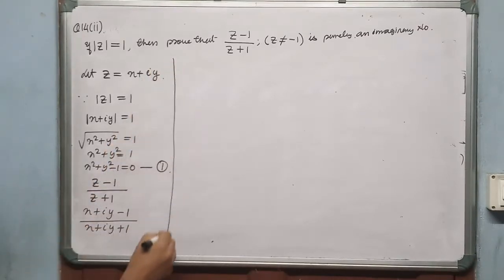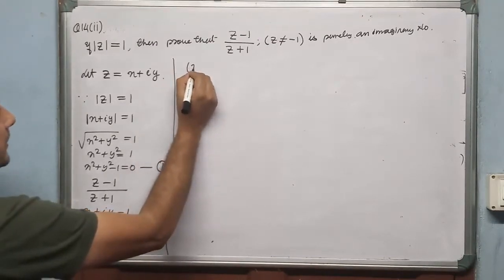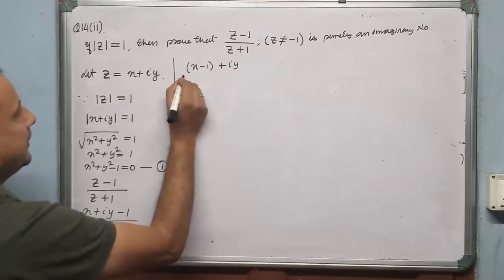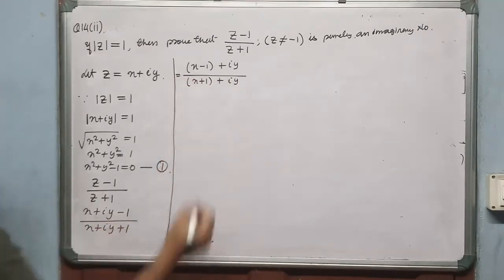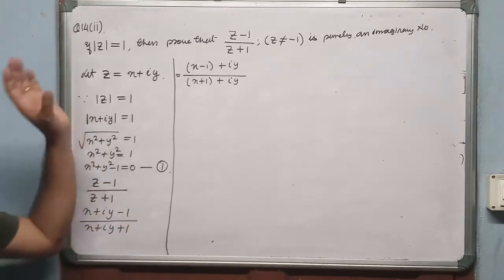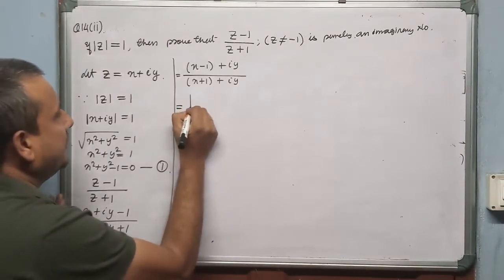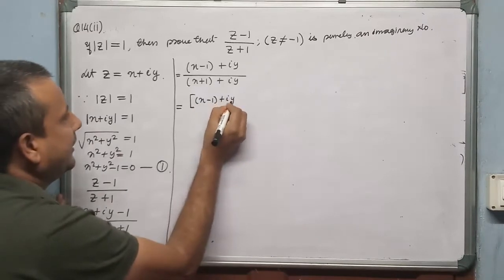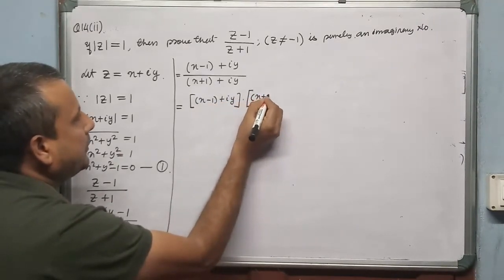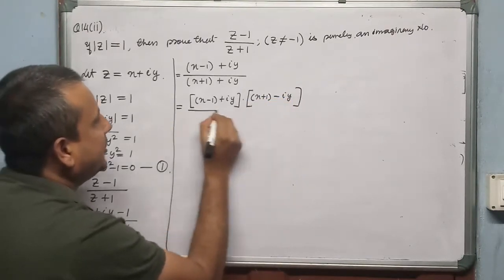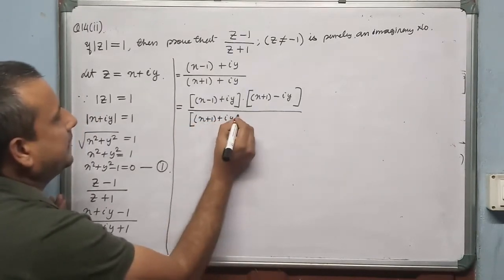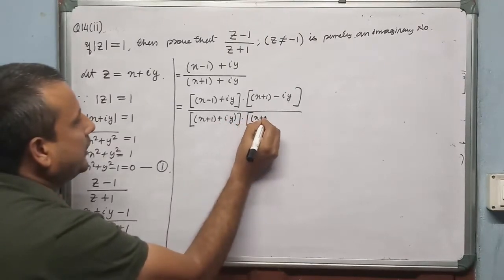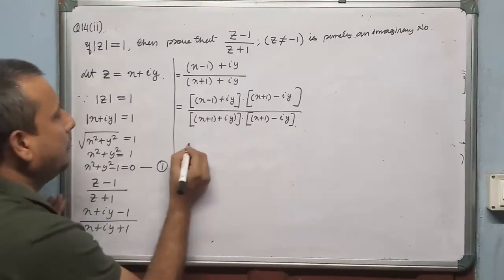Now I'll write the real and imaginary quantity separately. The real is (x minus 1) plus iy, over (x plus 1) plus iy. Now, if two different complex numbers are in terms of numerator over denominator, to simplify such a kind of complex number you have to rationalize this quantity. Always rationalize the denominator. Now it is (x minus 1 plus iy) into (x plus 1 minus iy), rationalization again, over (x plus 1 plus iy) into (x plus 1 minus iy). Now I'll open the bracket of the numerator.